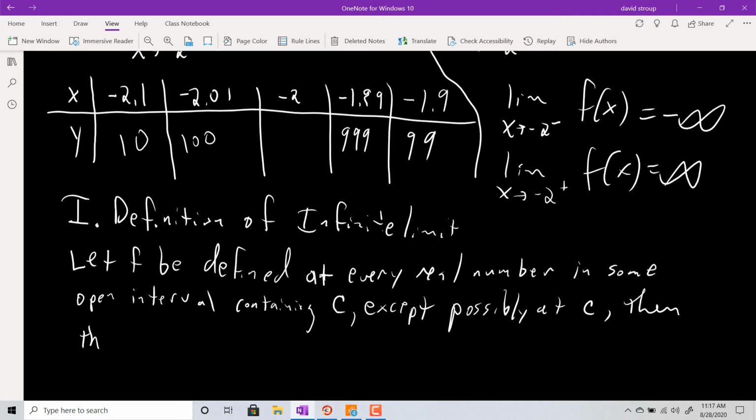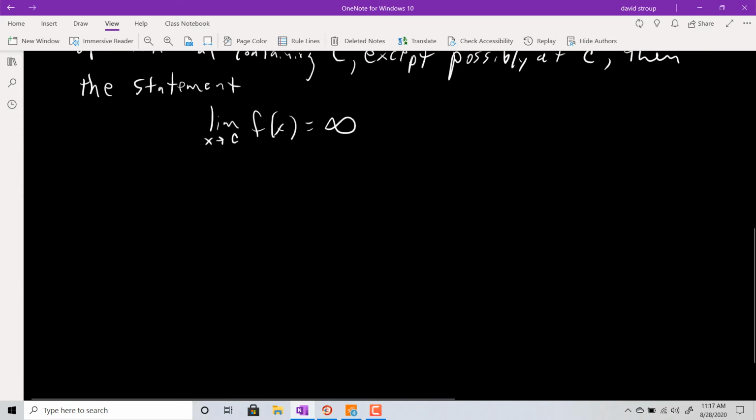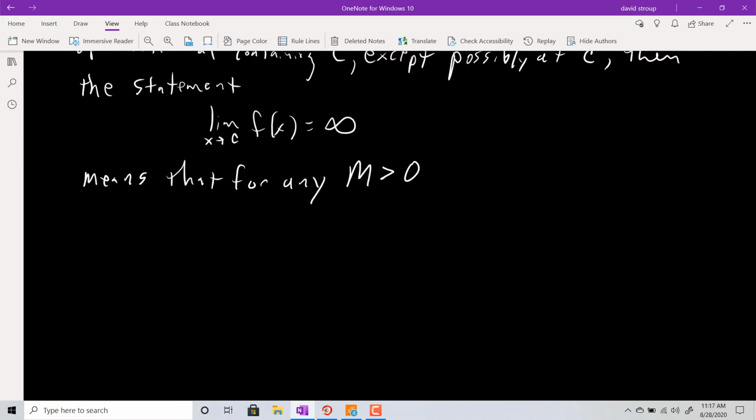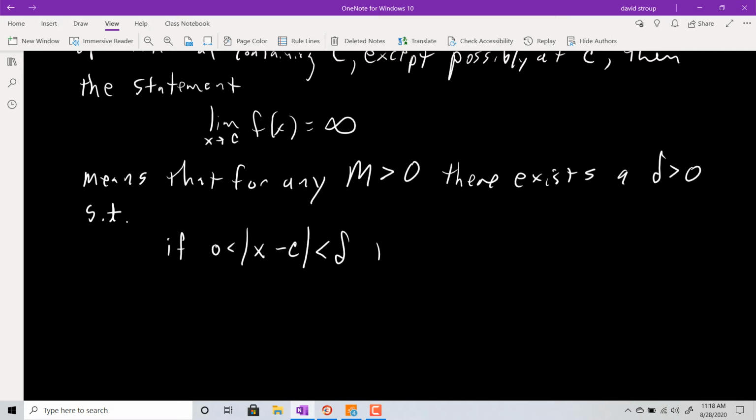Then this limit notation, the statement limit as x approaches C of f of x equals infinity, means that for any M value, any big M, like a million, a billion, a googol, any M greater than 0 that you could think of, there exists a delta greater than 0 such that if we're within that delta distance away from C, then the f of x value will exceed the M value that you provided.